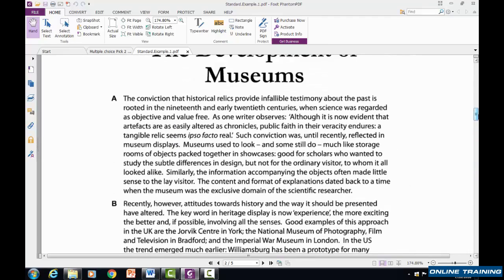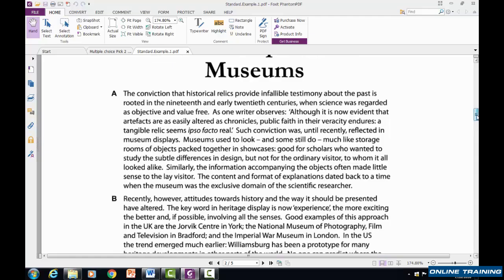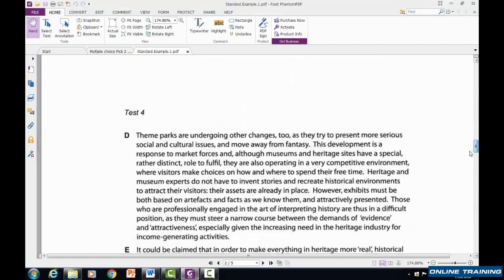Right, so it says museums used to look and some still do, much like storage room objects, packed together in showcases. Good for scholars who wanted to study the subtle differences in design, but not for the ordinary visitor to whom it all looked alike. Right? A big storage room of objects packed together. Good for the scholar, but not for the ordinary visitor who it all looked alike to.